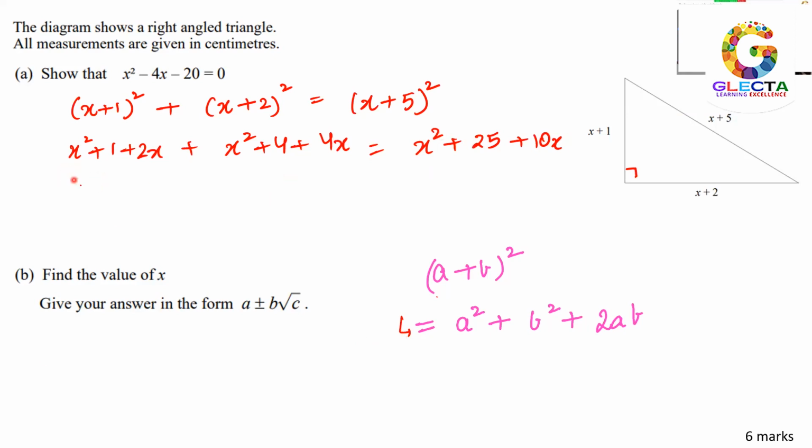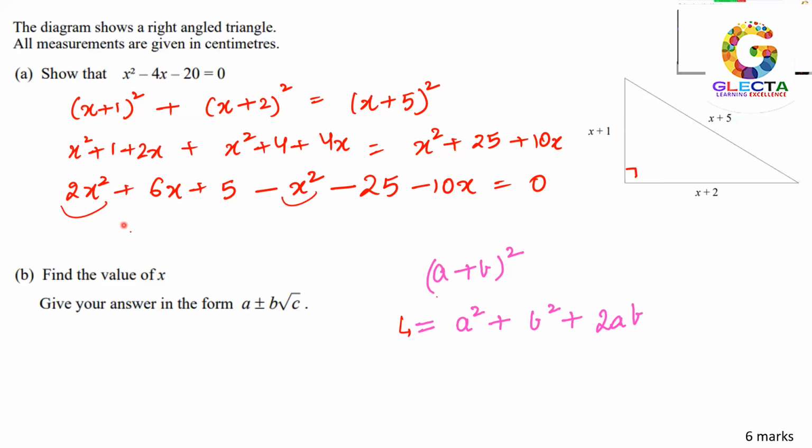So take everything on the other side. So we have 2x squared plus 6x plus 5. And the terms on the right, when you shift them to the left side, you subtract them. So you end up getting 2x squared minus x squared, x squared. 6x minus 10, like 6 minus 10, minus 4, and 5 minus 25, negative 20. That's exactly what I needed, no? That's my A part, 3 marks, right?